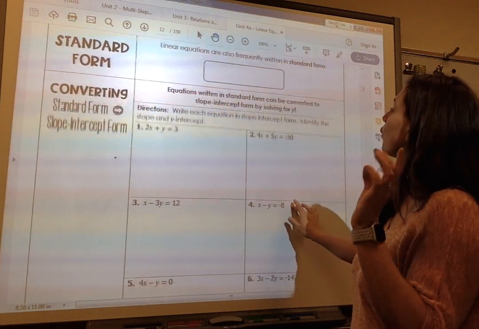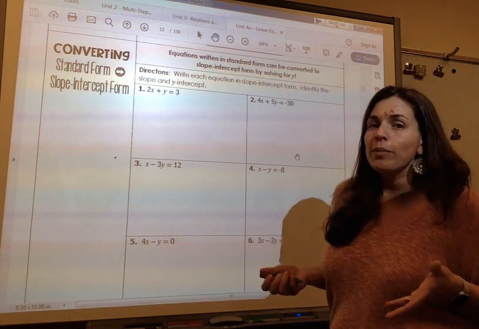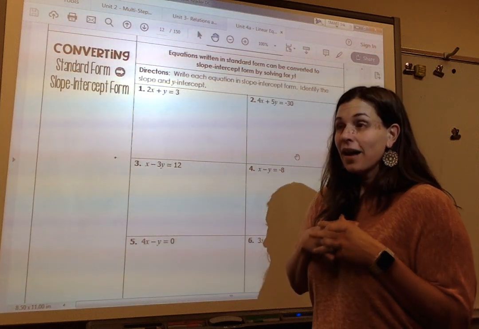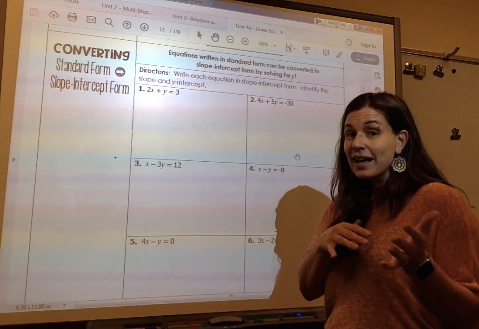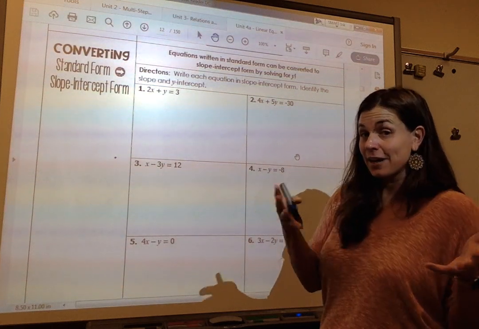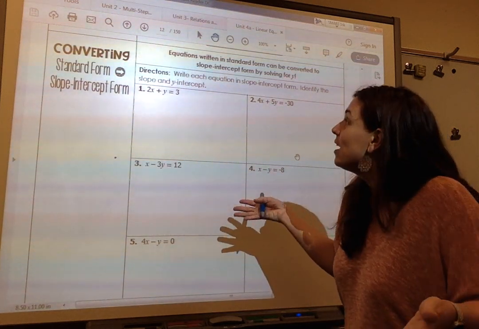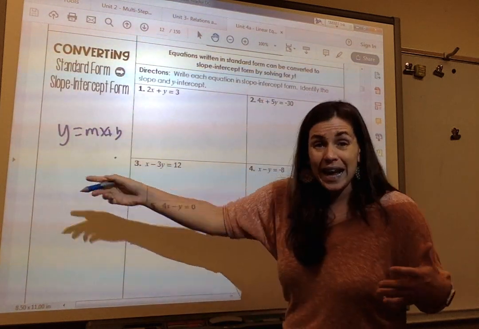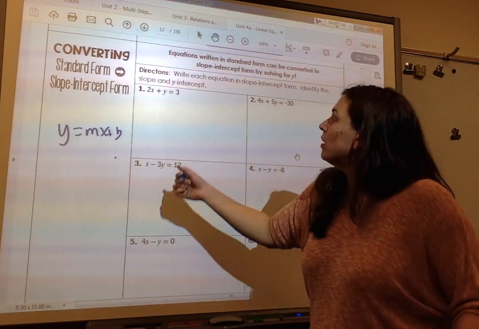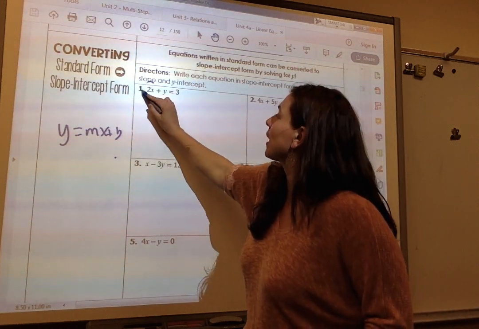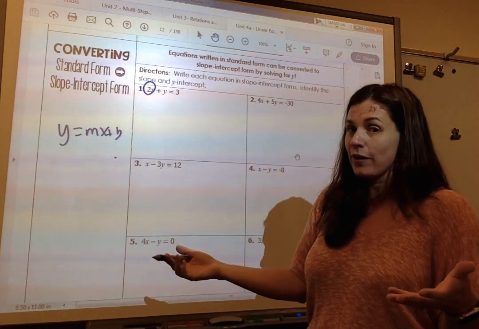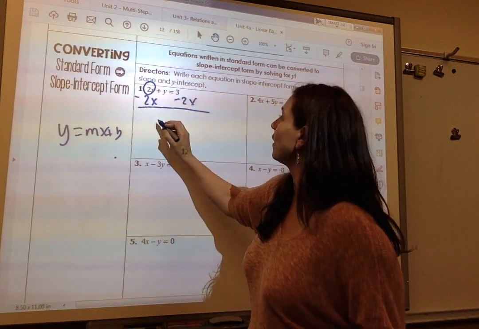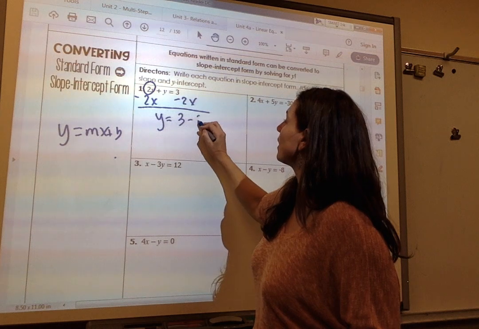Well, we are going to convert it. Okay, so what do you mean convert it? Well, I know how to manipulate variables, right? I know how to get variables from one side of the equation to the other, and that's additive inverse. So all I'm going to do is I need to get it in this form. So really, I just have to get y by itself. So if I'm here, how do I get y by itself? I got to get rid of that 2x term. How do I get rid of it? Additive inverse. Subtract 2x on both sides. And what am I left with? y equals 3 minus 2x.